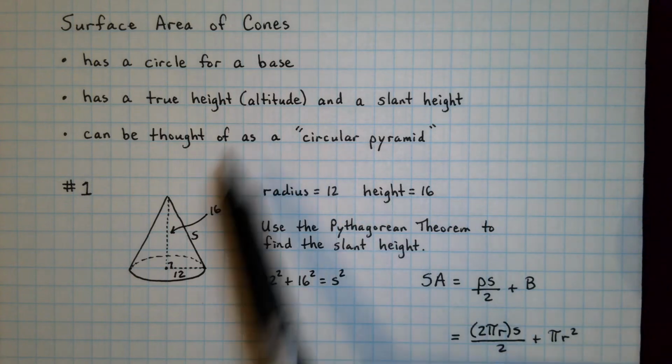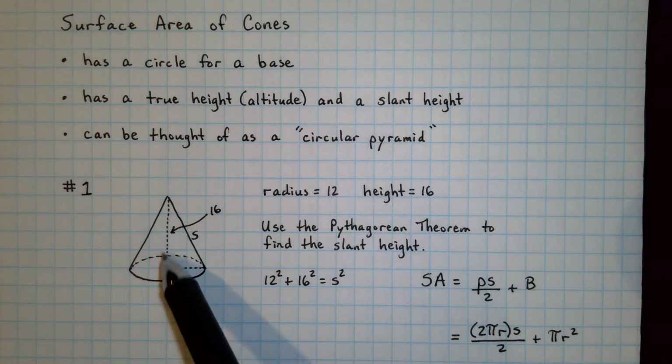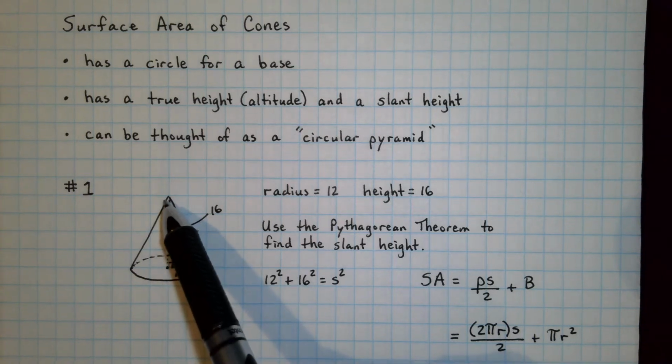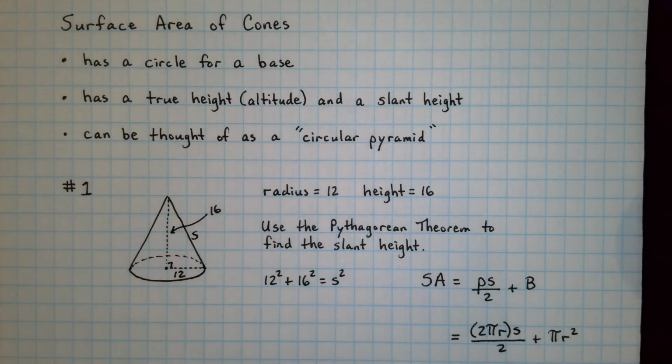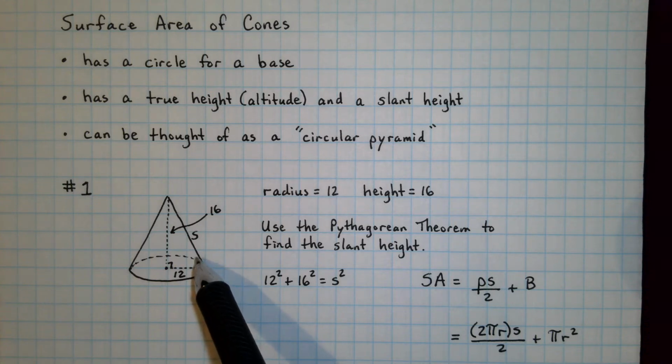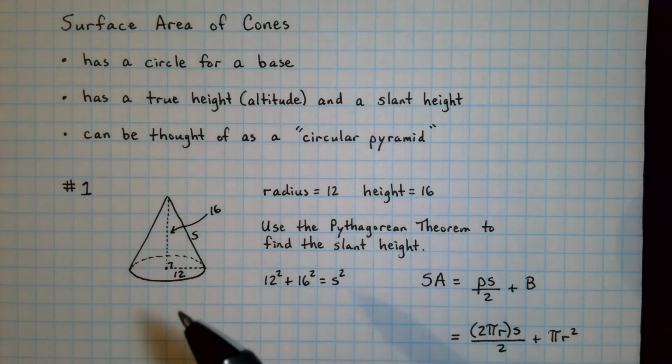It does have a true height, which would be, in this example, right here, from the center of the circle base all the way up to the apex of the cone. That's also called the altitude. And then the slant height goes from the edge along this slanted surface up to the apex. So the true height and the slant height.